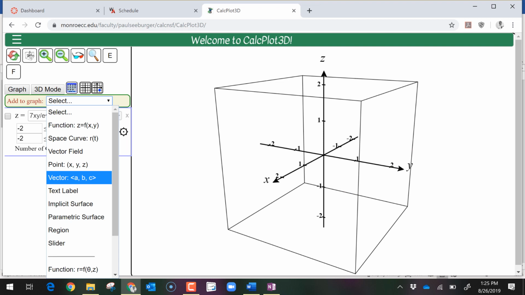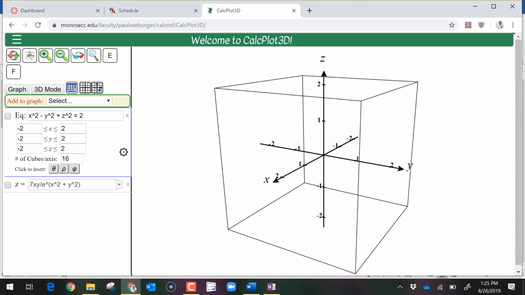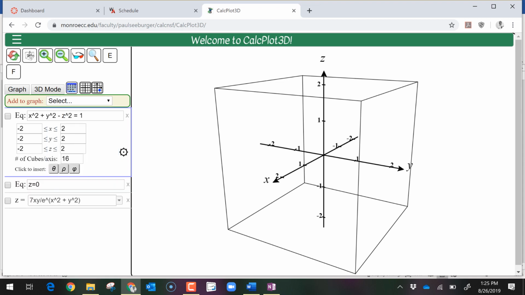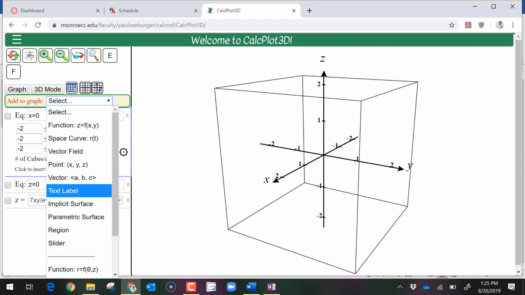What we've drawn are those planes where z is equal to 0, x equals 0, and y is equal to 0.